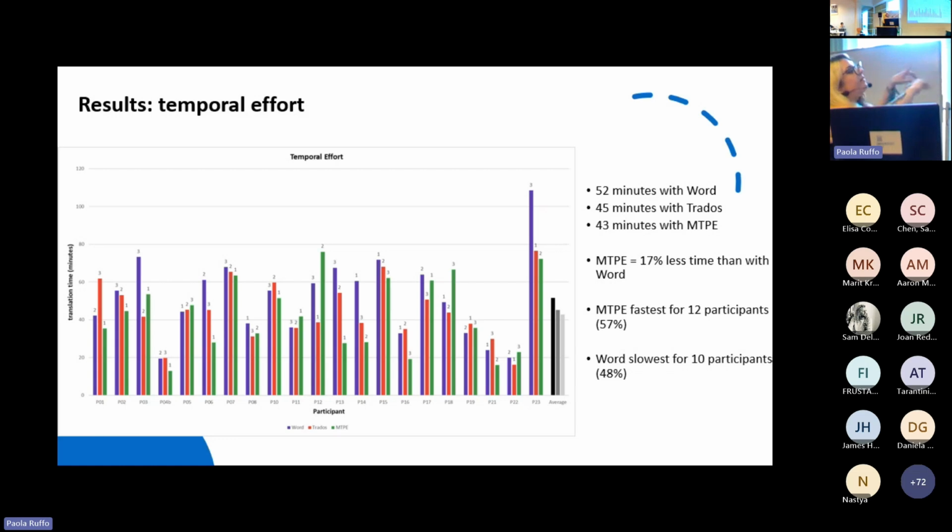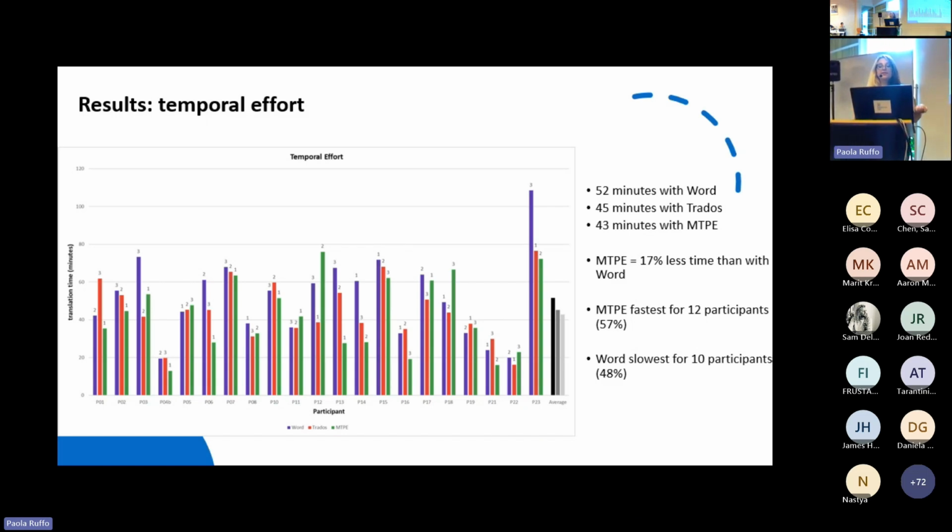And you can see there's a lot of variability. Some translators took not a lot of time, some translators took longer. But on average, we had 52 minutes with Word when translating one word, 45 minutes to translate a short story with Trados, and 43 minutes with post-editing with the book translation platform that I was mentioning before. So post-editing resulted in 17% less time than with Word, so an increase in productivity of 17%.